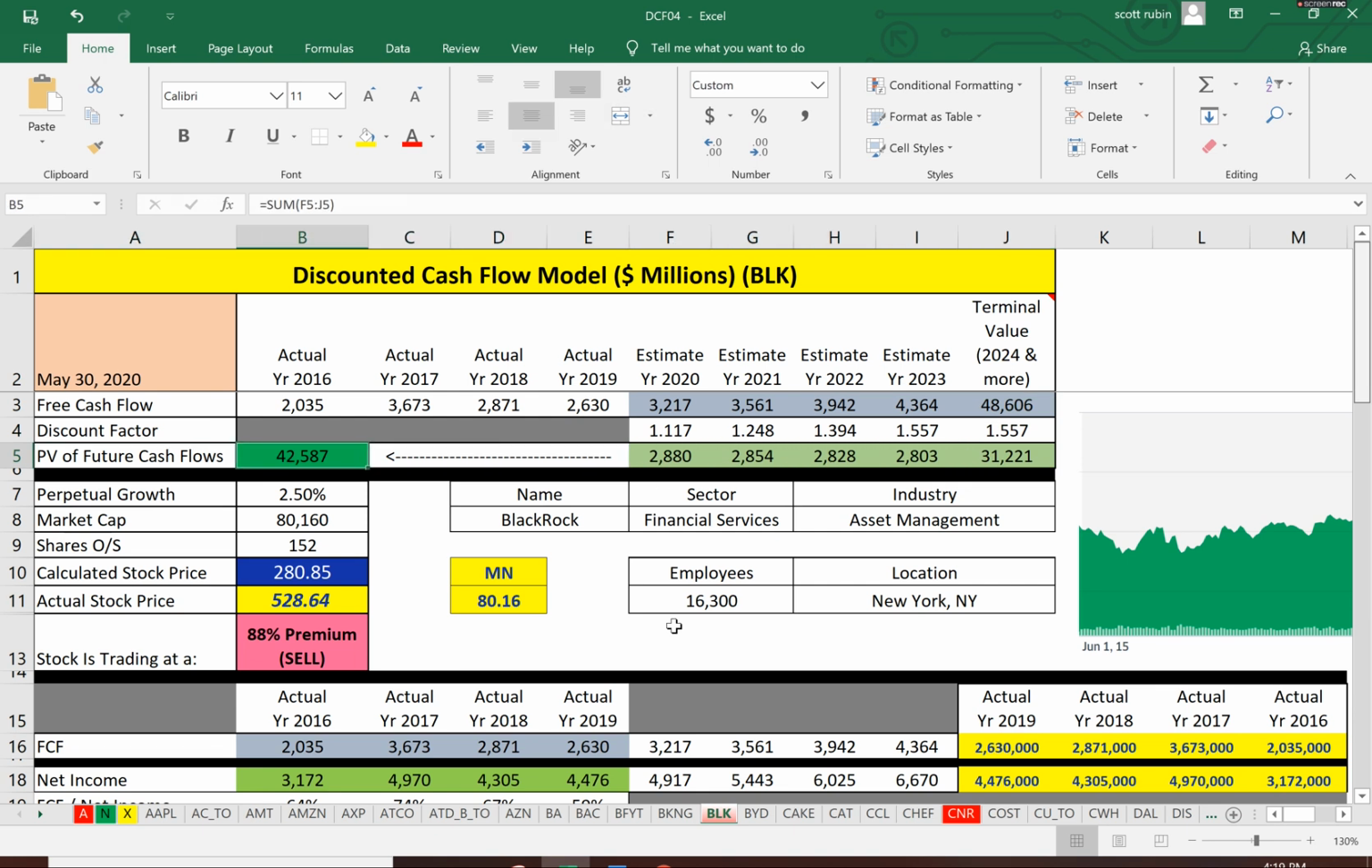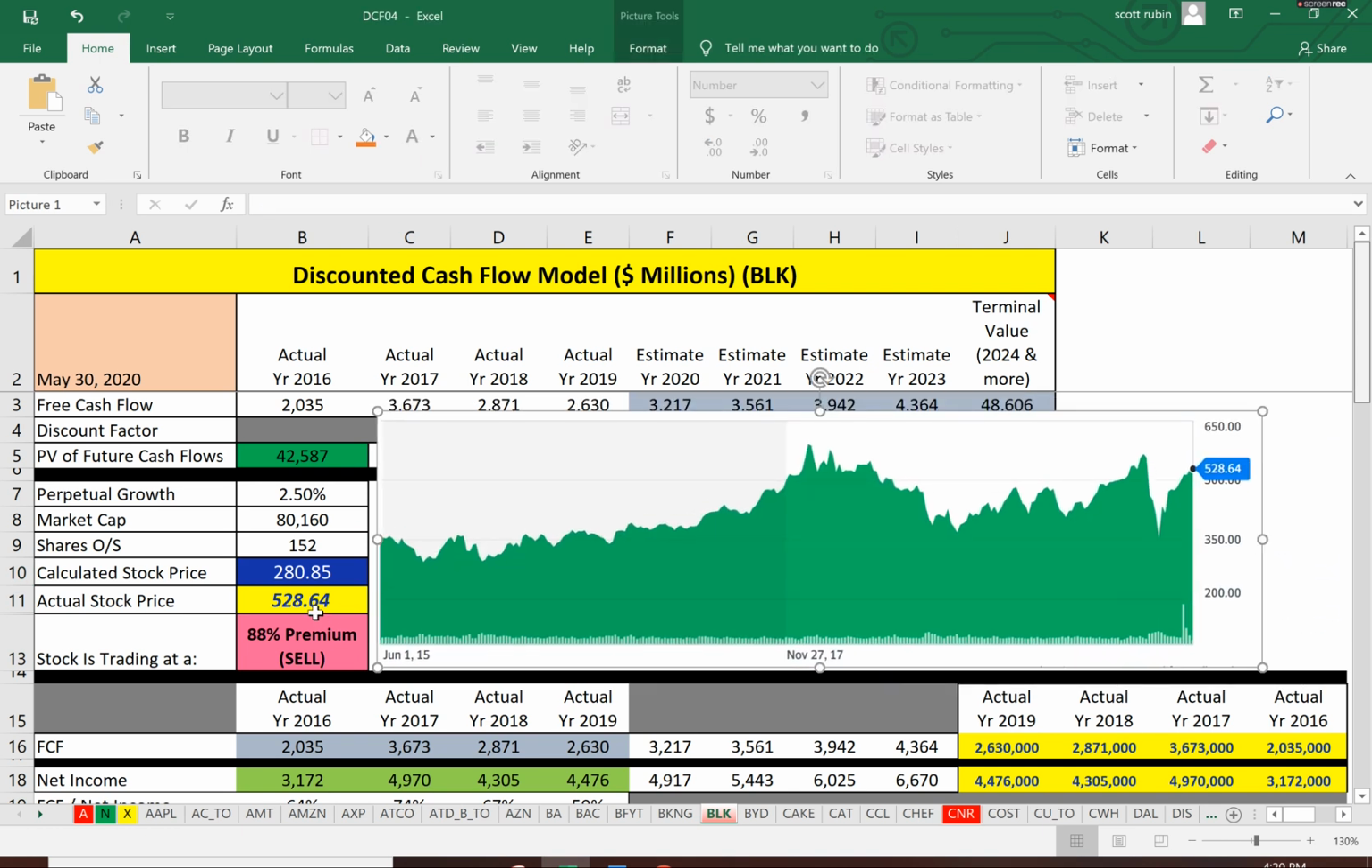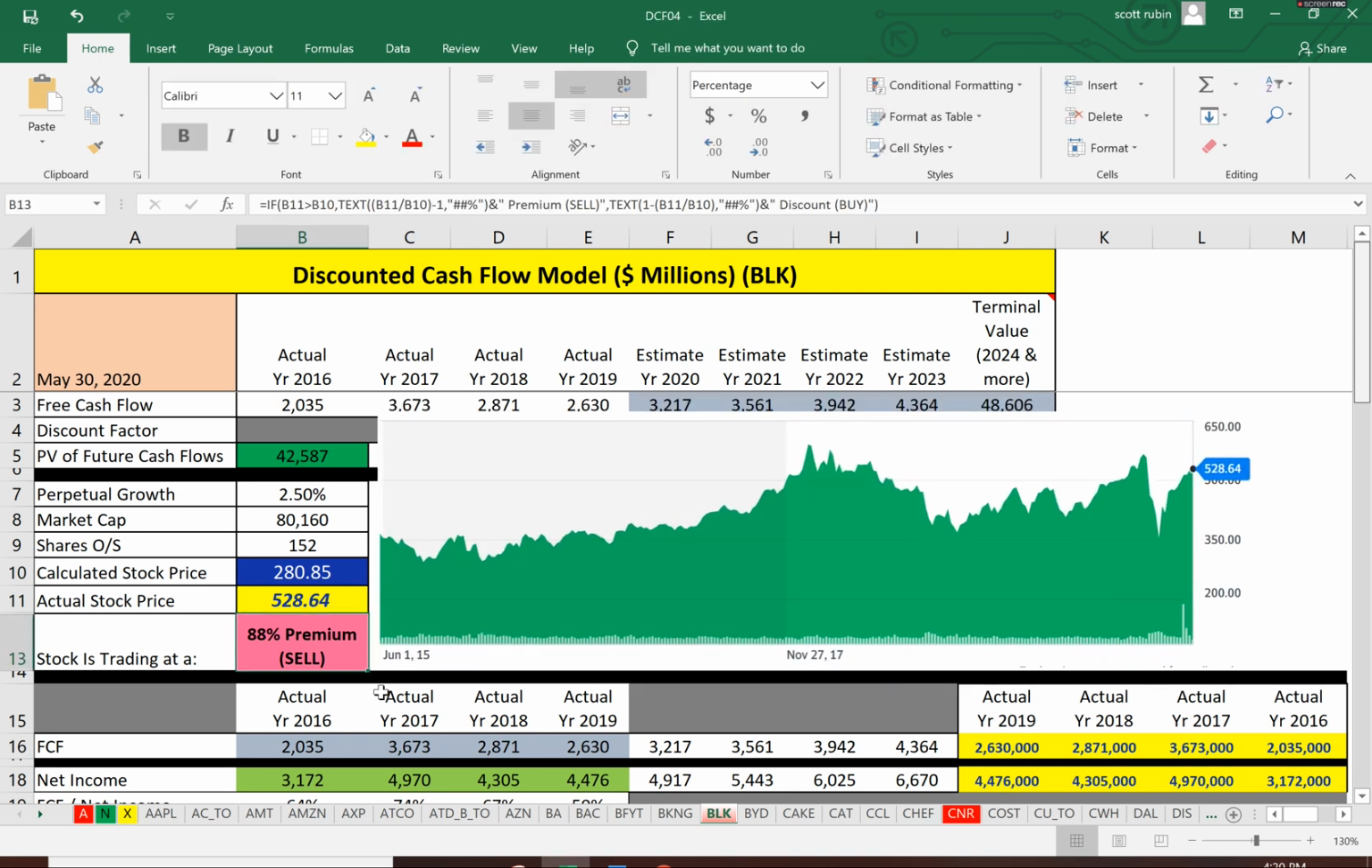And the value of Blackrock is $43 billion divided by 152 million shares. So we calculate a stock price of $281. And it's trading at 529, so it's trading at an 88% premium. So this, according to the model, is a sell. And it looks like it wasn't even trading at 280 for many years. So it's been trading at a premium for a while.